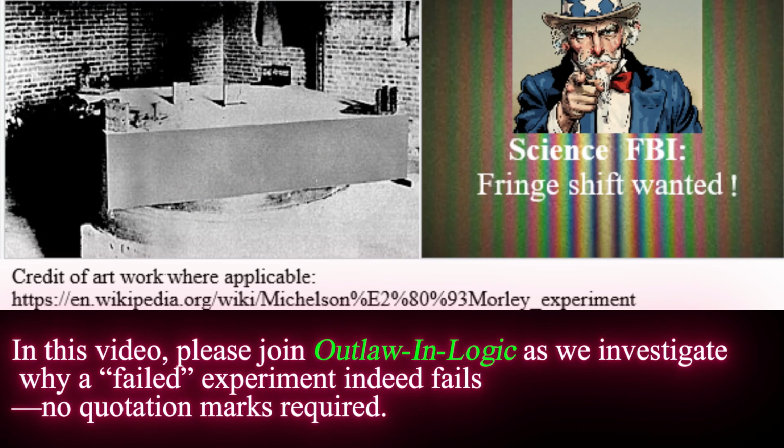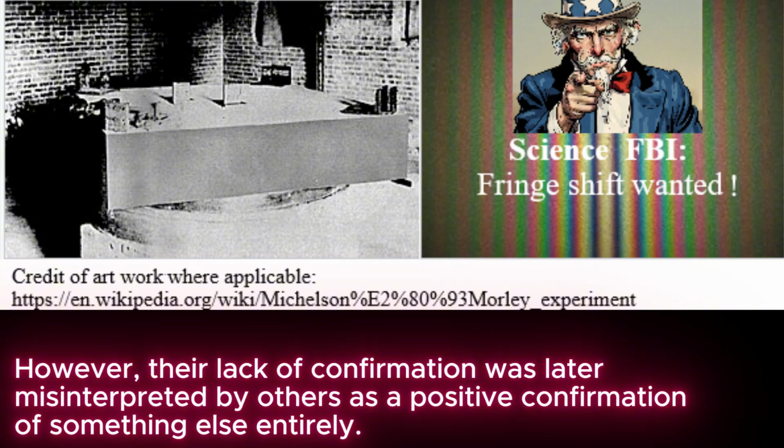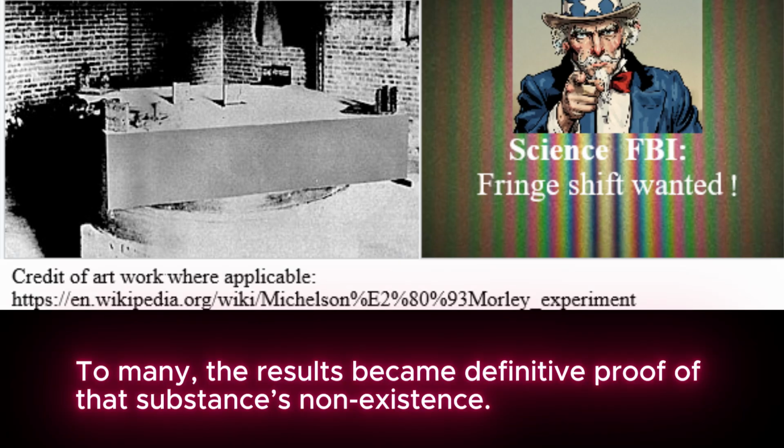In this video, please join Outlaw-In-Logic as we investigate why a failed experiment indeed fails. No quotation marks required. This experiment is labeled failed because its designers were unsuccessful in achieving their original goal, confirming the existence of a specific substance. However, their lack of confirmation was later misinterpreted by others as a positive confirmation of something else entirely. To many, the results became definitive proof of that substance's non-existence.